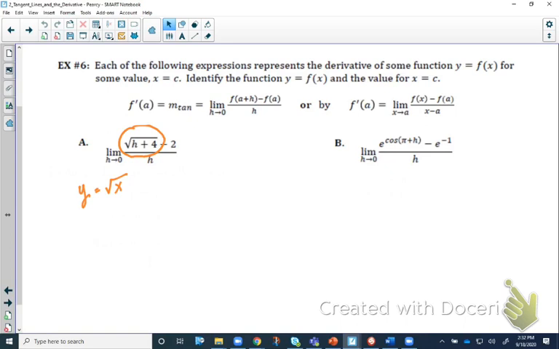So now what we're being asked to do is, what is x going to be equal to? Well, x is going to be equal to whatever the input number is. And in this case, what we're looking at here is that 4. That number that you're plugging into the function is what x is, or what c is in this case. So here I'm going to say that x is equal to 4. And that's really all we're looking at for this example.